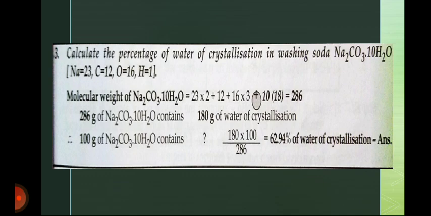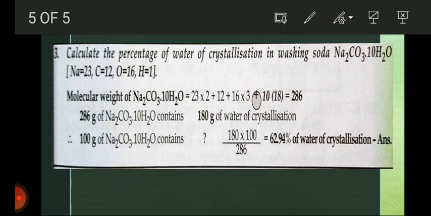Water of crystallization is the water molecule which is basically connected or it is attached to a compound very loosely, so that very easily the compound can lose this water of crystallization. Okay, so that the compound can easily lose these water molecules. That is known as water of crystallization. Now you have to calculate the percentage of water of crystallization in washing soda. For that, first you have to find out the molecular weight of washing soda.